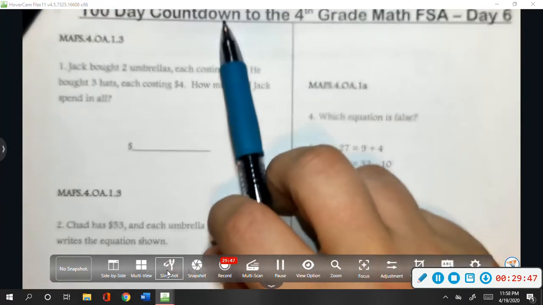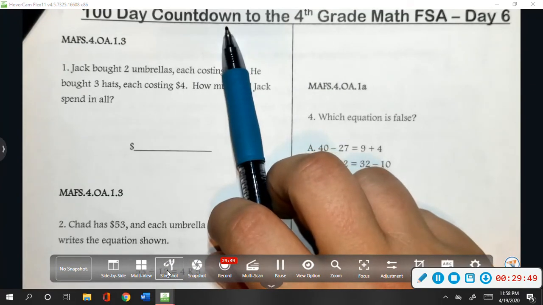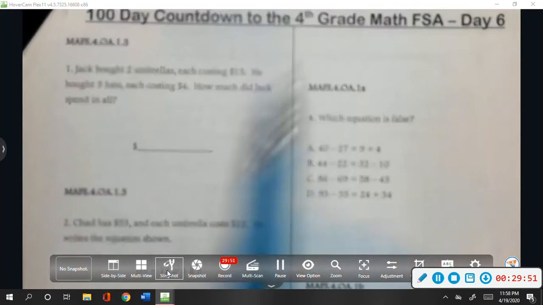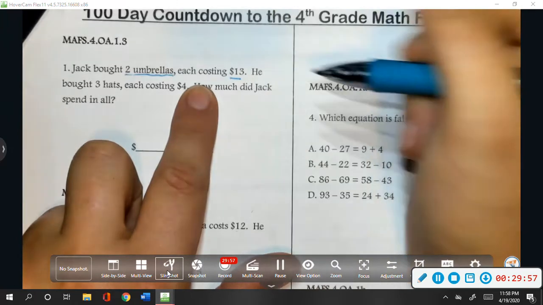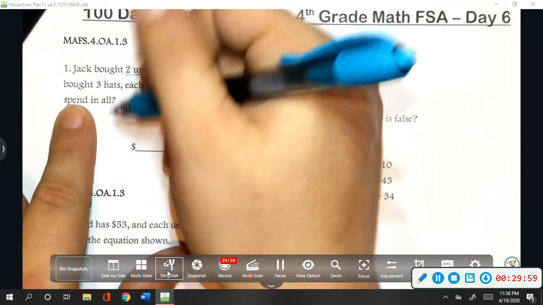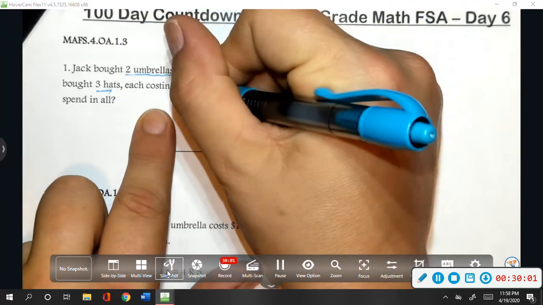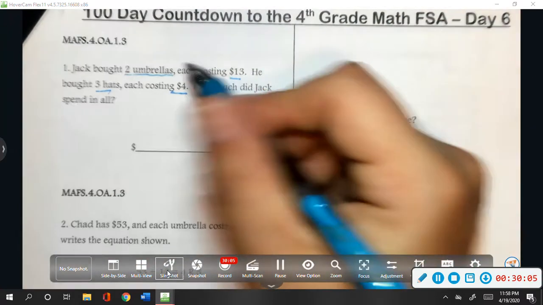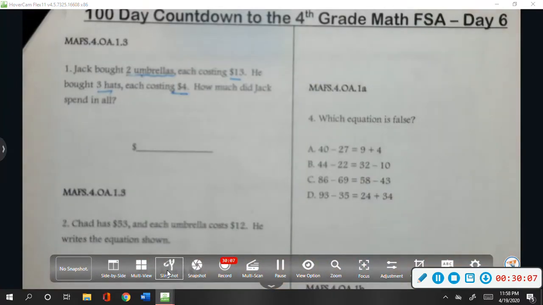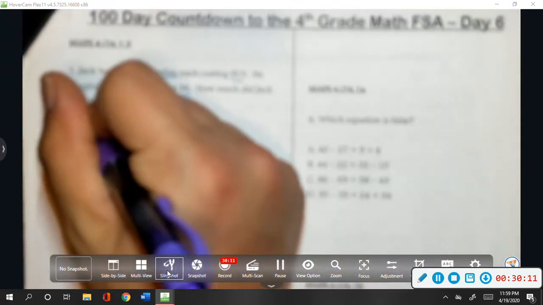Alright, so last part of it for Friday. Countdown day 6. Jack bought 2 umbrellas, each costing $13. He bought 3 hats, costing each $4. How much did Jack spend in all? So first we got to pull out our umbrellas. Our umbrellas, we had 2 of them, and each of them cost $13.